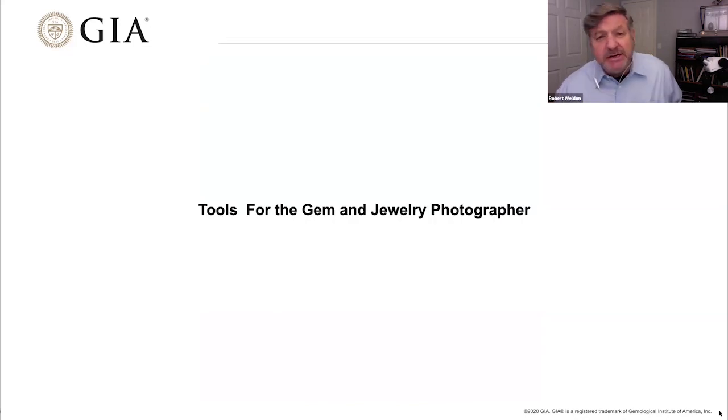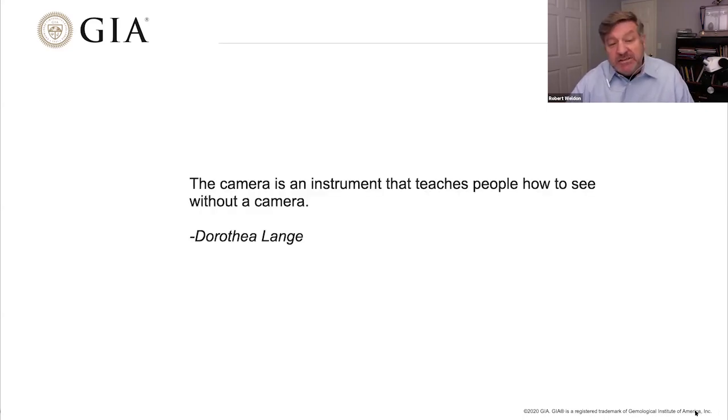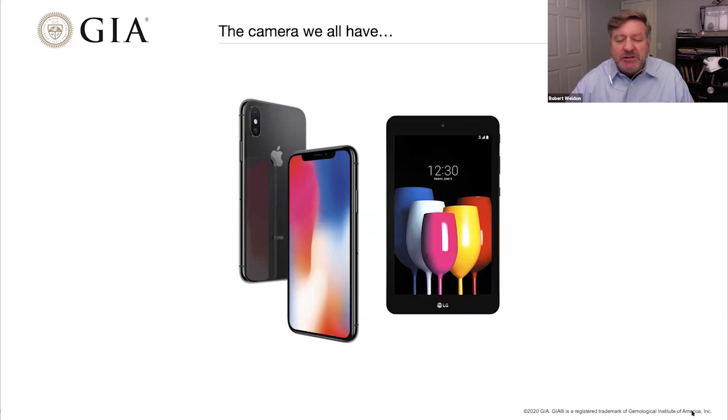So to do that, you're going to need tools. So what are those? Obviously, we're going to talk about cameras, right? But the most important instrument that we have are our eyes. This is true for gemology.